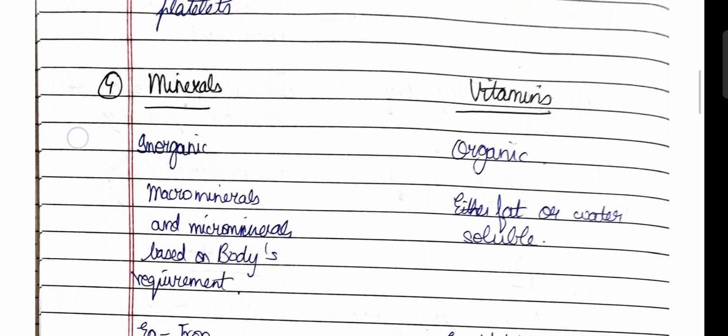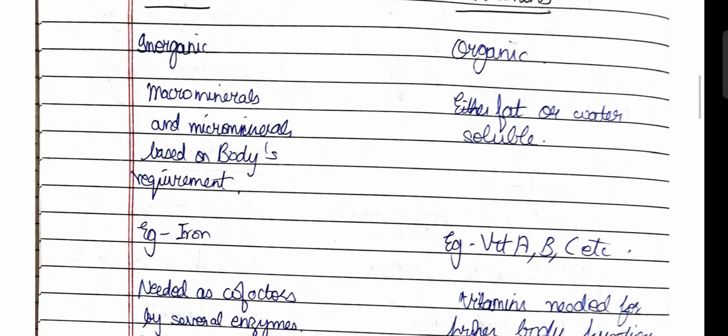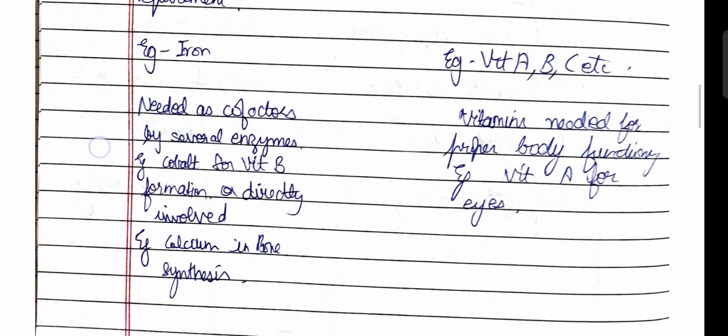Next question is difference between minerals and vitamins. Minerals are inorganic in nature, whereas vitamins are organic in nature. Minerals, depending on the need in the human body, can be classified into macro minerals, which are required in larger amounts, and micro minerals, which are required in lesser quantities. Vitamins can be grouped under fat soluble vitamins or water soluble vitamins. An example of mineral can be iron or calcium, and an example of vitamins can be vitamin A, vitamin B, etc.